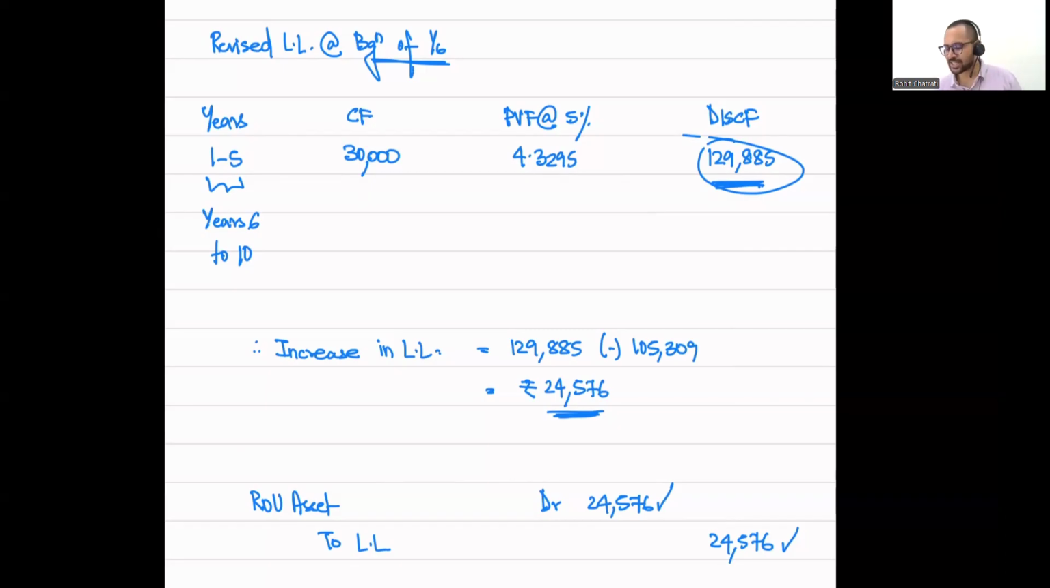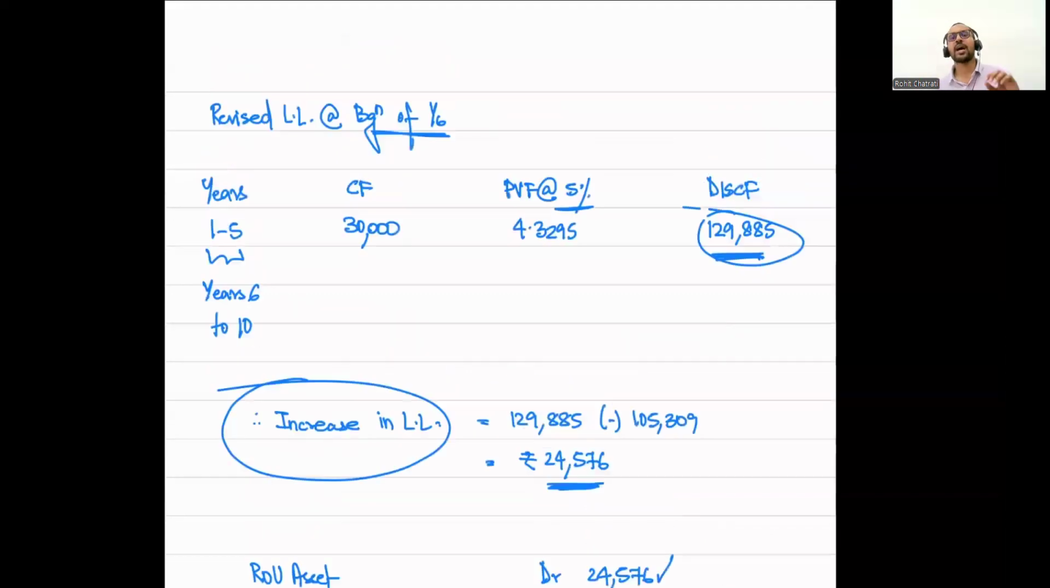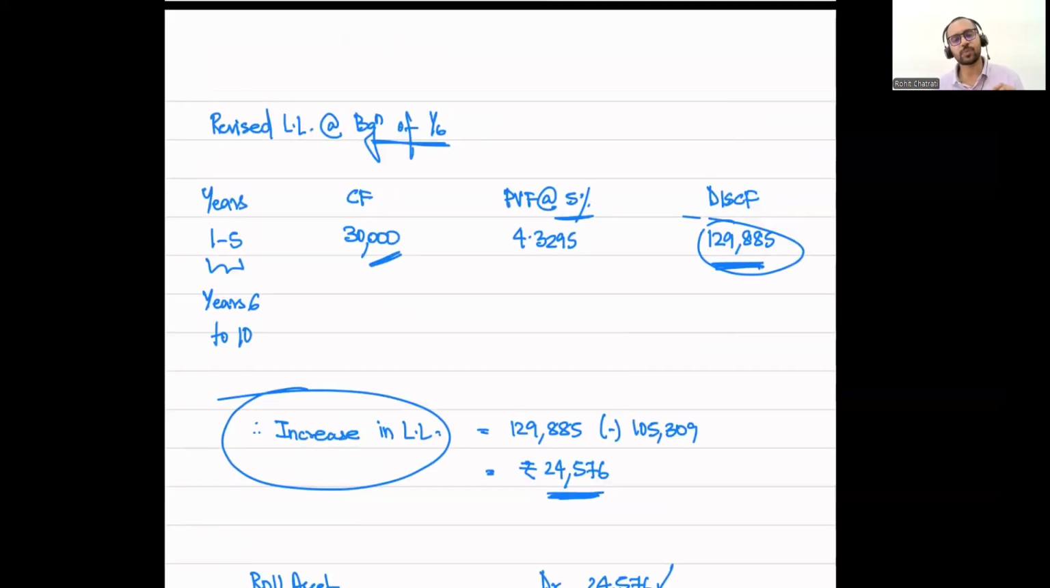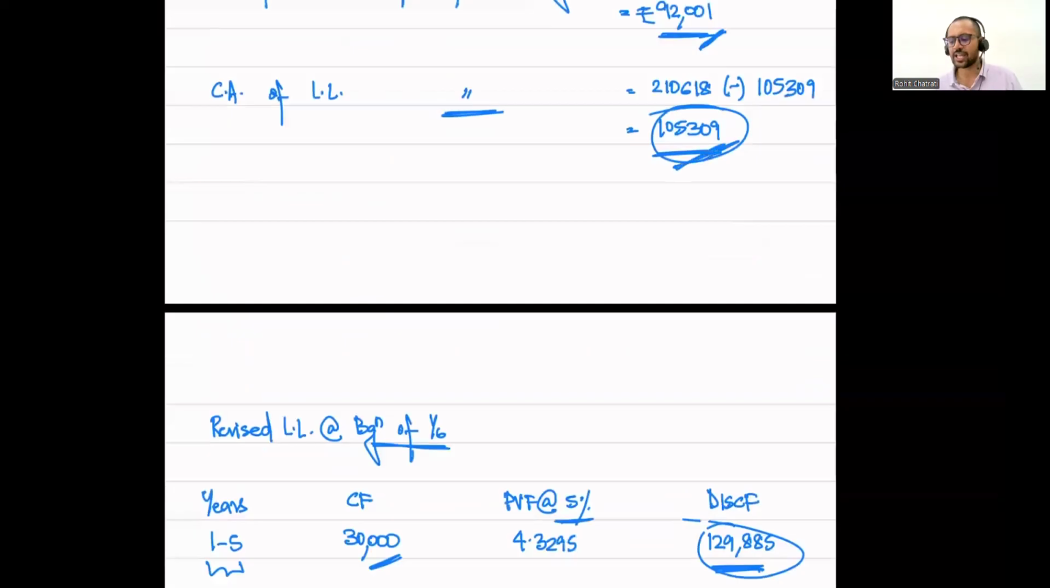Therefore, I'm actually paying a higher value. And that higher amount or excess amount that I'm paying is actually coming out in the form of increase in lease liability. If we would have ideally paid exactly the same, and if there was no change in the discount rate, hypothetically assuming we would have paid exactly 25,000 and the discount rate was also 6%, then your discounted cash flow or your revised lease liability would have been exactly equal to the current lease liability of 105,309 and no additional accounting would have been required.